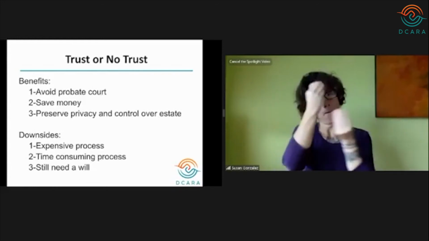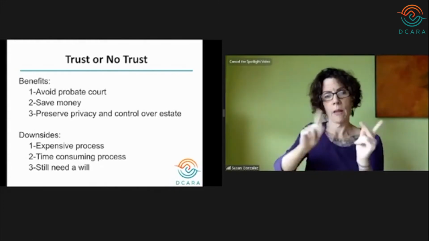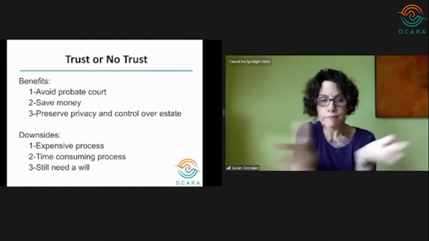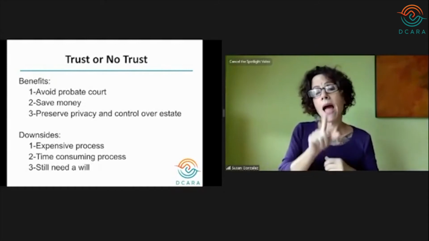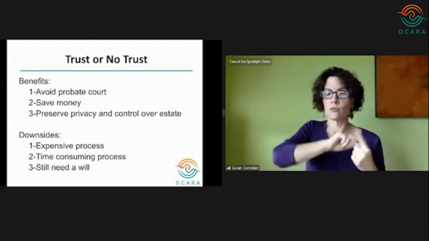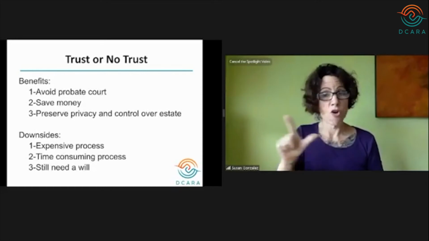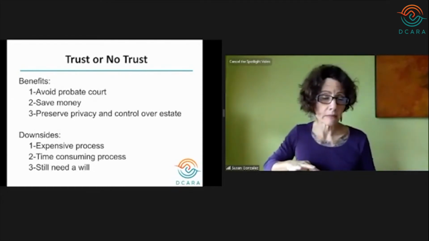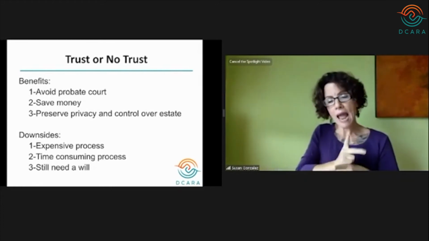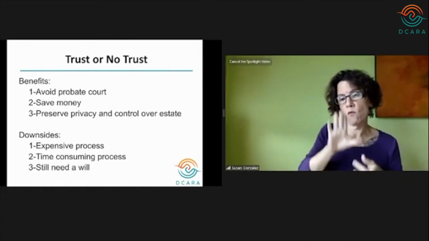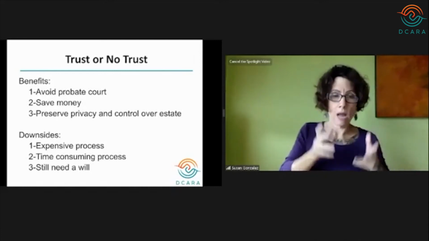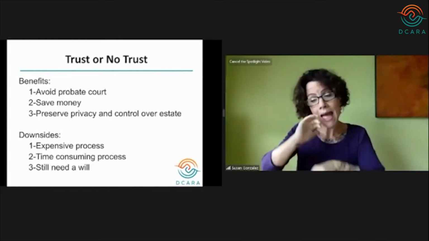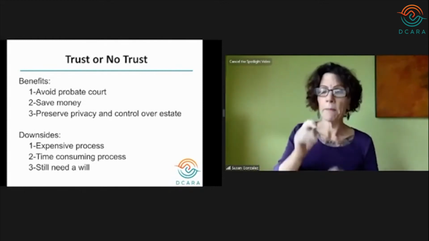When you pass away and the will is filed in probate court, the will becomes public information. People can read that and reference it when it comes time to distribute your property. A trust does not have to be filed in probate court at all, which means everything is kept private, which is a good benefit. And you can have more control over your estate. You can manage your estate.